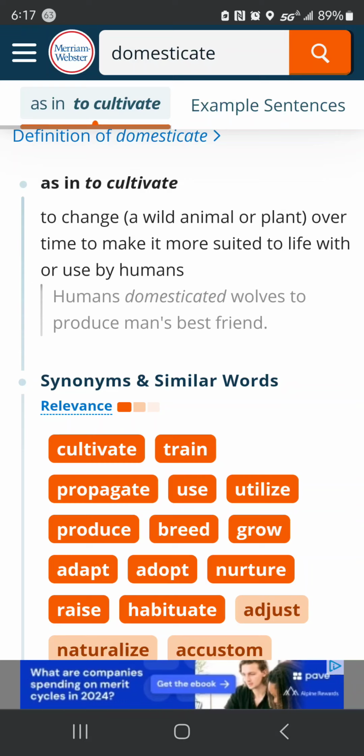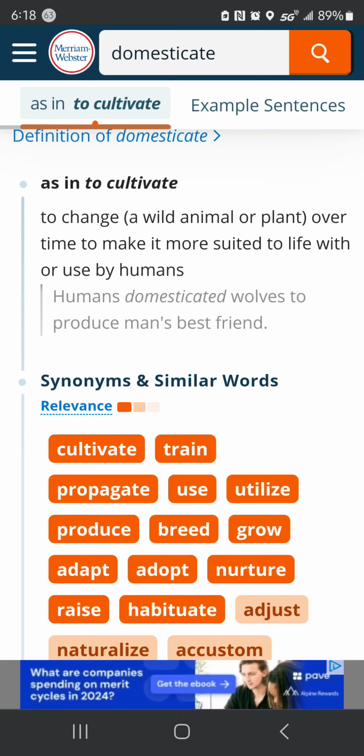And when you really think about it, we were domesticated by religion. We were domesticated by quote unquote gods or belief systems. Those things domesticated us and control the way we think. The word domesticate means to control.